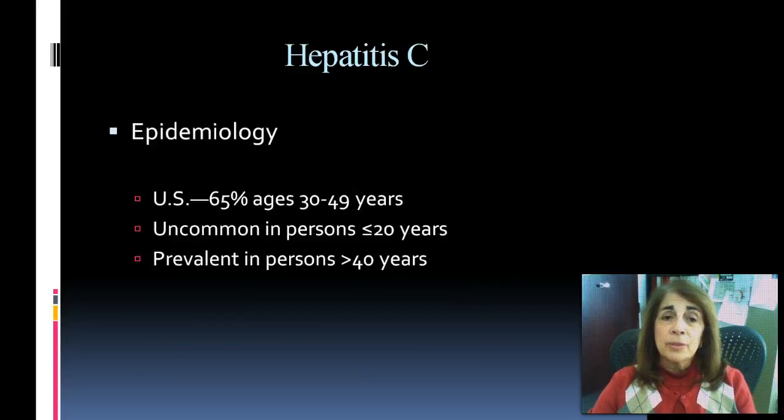Just a little epidemiologic information. In the United States, 65% of the patients with hepatitis C fall into the 30 to 49 years old range. It is very uncommon in those less than or equal to 20 years of age, and it is prevalent in persons over the age of 40. It's prevalent in the baby boomers. It was always sex, drugs, and rock and roll.